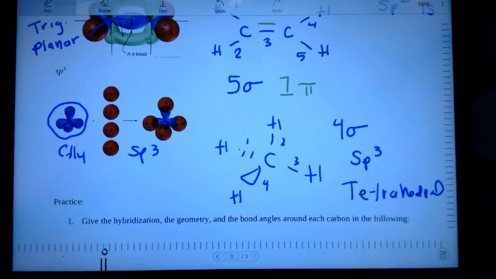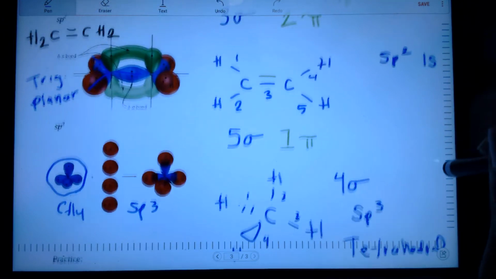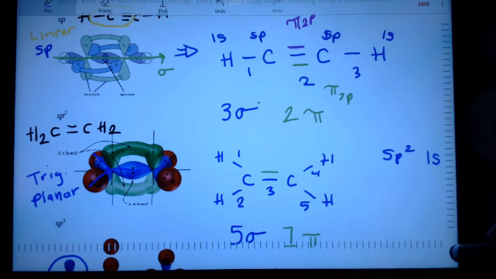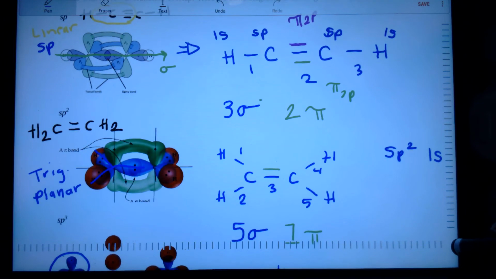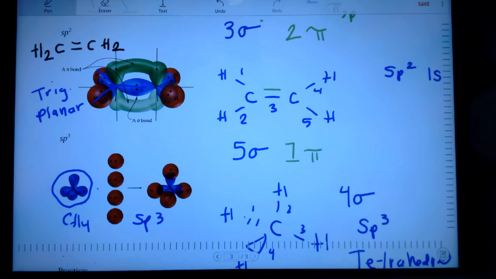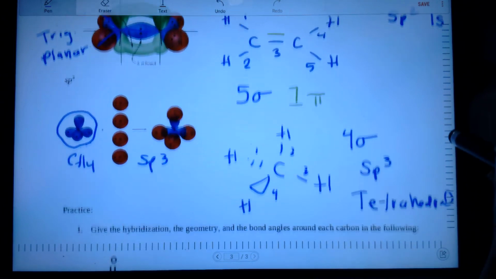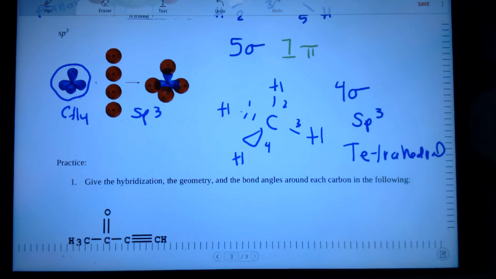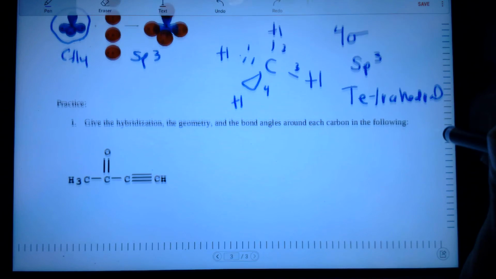So if you know the shape, do you know the hybridization? Hopefully you've gathered from this the answer is yes. You have a linear shape, your hybridization is sp. If you have the trigonal planar, your hybridization is sp2. And if you have tetrahedral or the trigonal pyramid or bent, your hybridization is sp3.